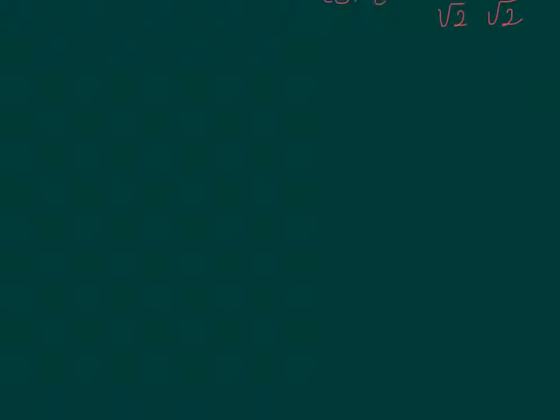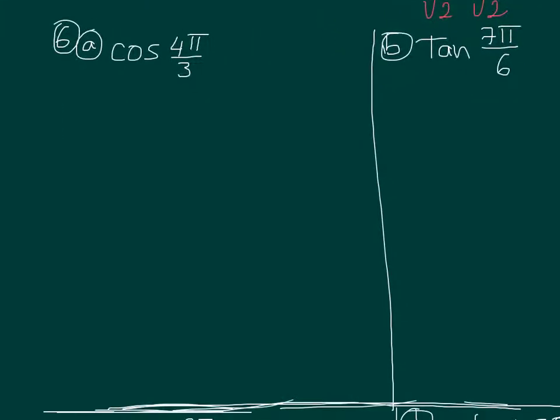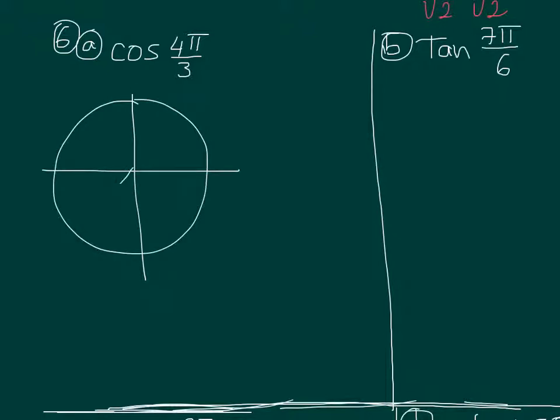6a. Cosine of 4 pi over 3. I need you to draw the angle. 4 pi over 3 is going to be in this quadrant from here to here. Reference angle of 60. Form a right triangle. Label the sides. Answer the question. What's a cosine? Adjacent over hypotenuse.